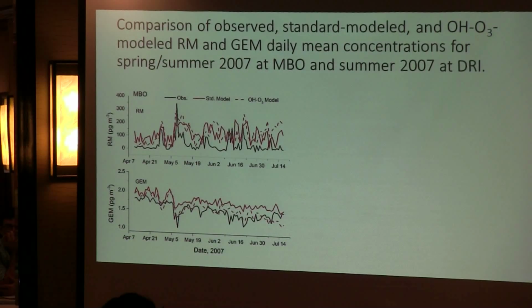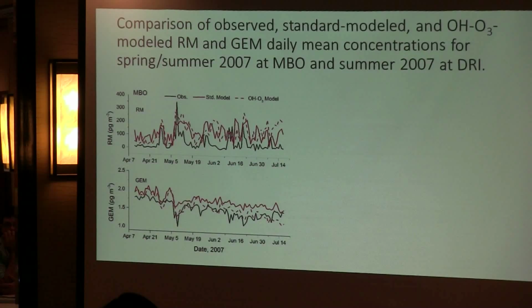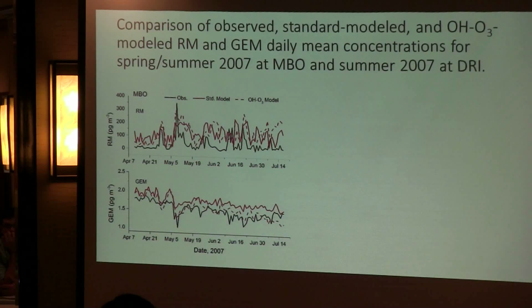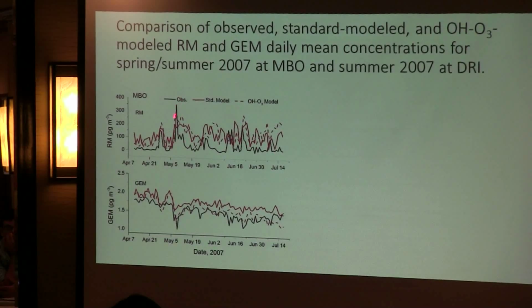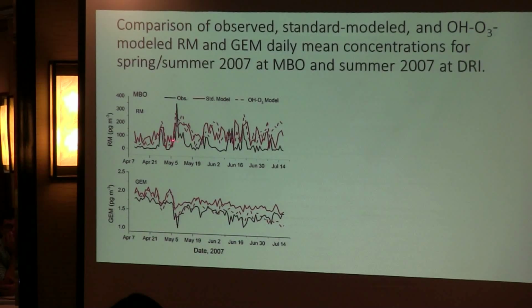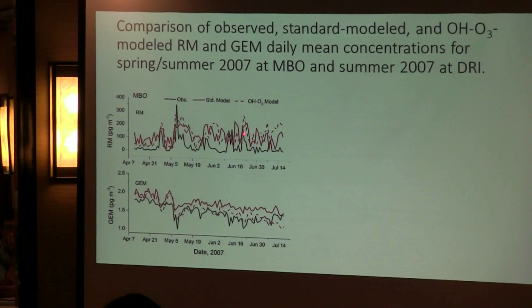So I'm focusing on two of the sites here, Mount Bachelor and Desert Research Institute. This is where we have the most data and the highest concentrations of reactive mercury that were observed. And this is a time series in 2007 from April to July, and the observations are shown in black. You can see there's some spikes here. This one in June over here was one that I showed you a close-up of recently.